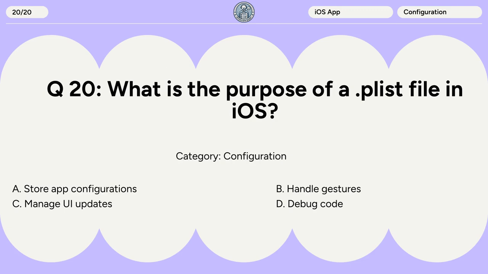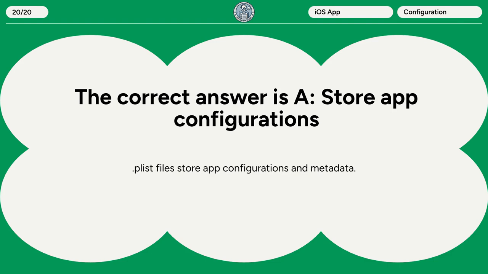Question 20. What is the purpose of a .plist file in iOS? A. Store app configurations. B. Handle gestures. C. Manage UI updates. D. Debug code. The correct answer is A. Store app configurations. .plist files store app configurations and metadata.